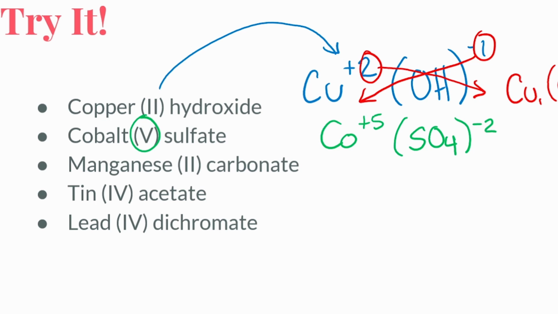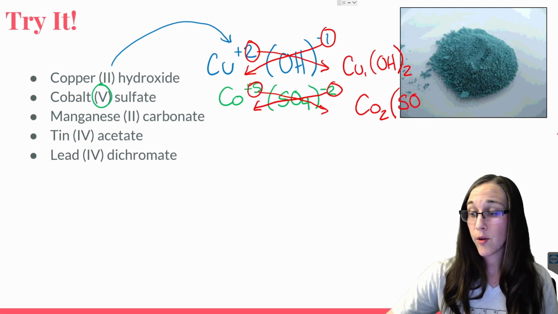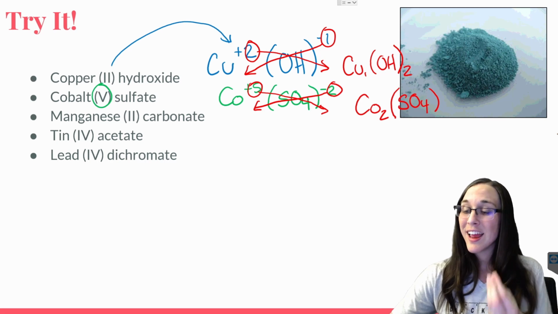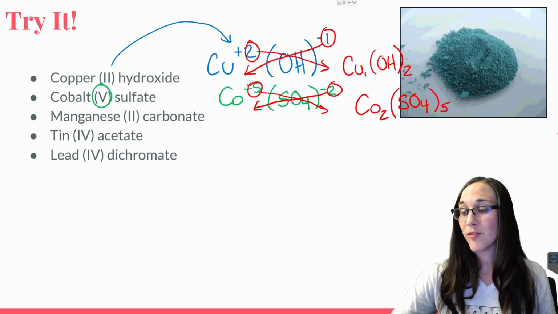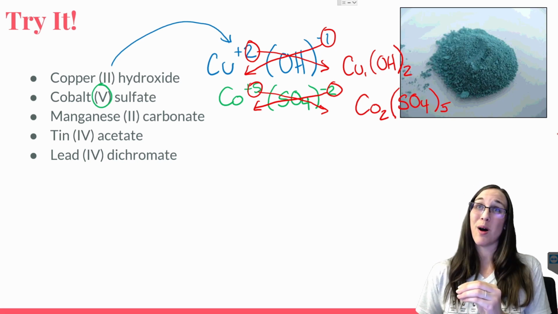Now all we got to do is our drop and swap, and we're going to take this 5 and put it on the outside of the parentheses, and take this 2 and put it at the bottom of the cobalt. Our final answer looks like this: Co2(SO4)5, with parentheses to contain our entire polyatomic ion cookie together with a subscript of 5. There are 5 sulfate cookies for every 2 cobalts.